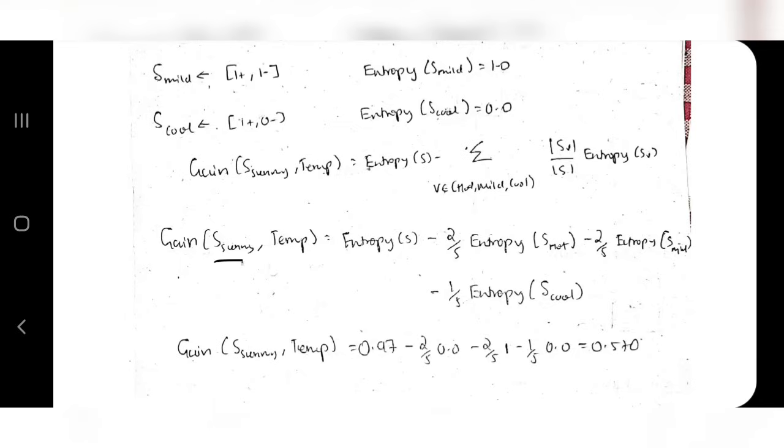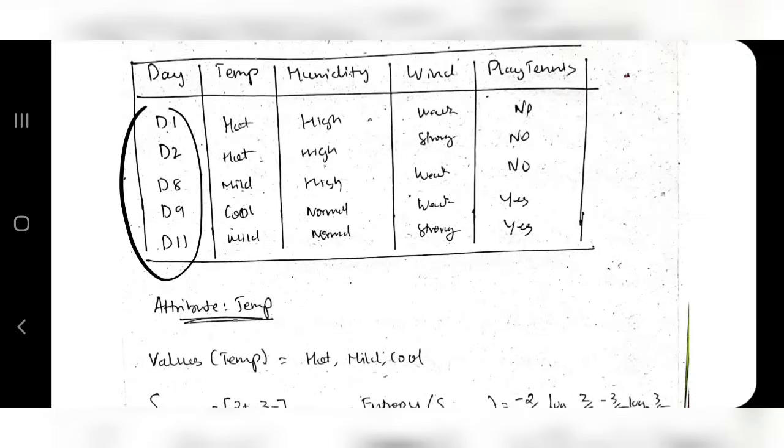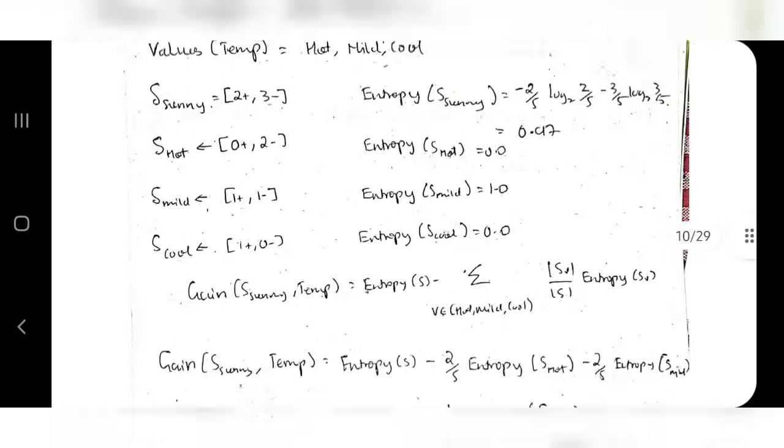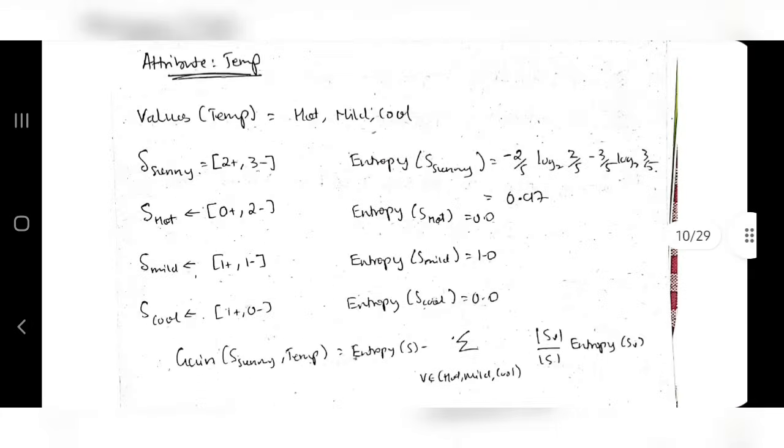Inside sunny there are 3 things: hot, mild and cool. For hot, what I have written is 2 by 5. 5 is because there are 5 rows in total, and I have written 2 because hot is appearing 2 times. For mild also I will write 2. For cool, how many times will I write? One only, because it has appeared just one time. After I've written this, just calculate and you'll get an answer. This I have done for temperature.